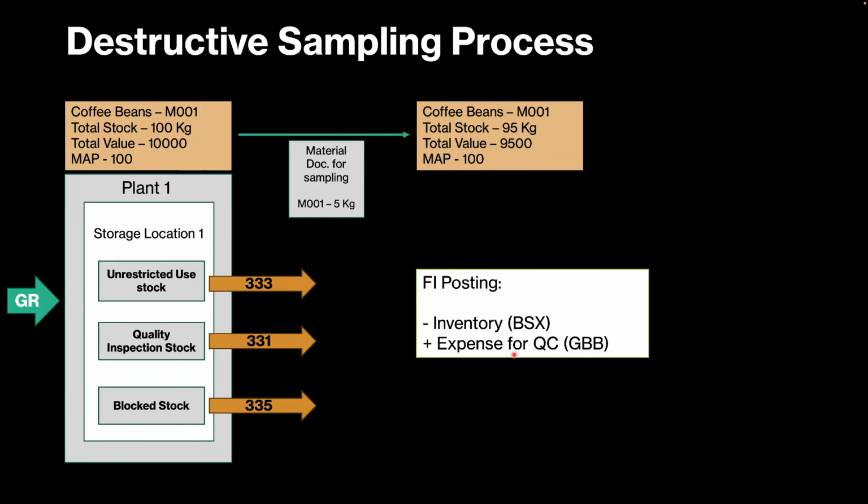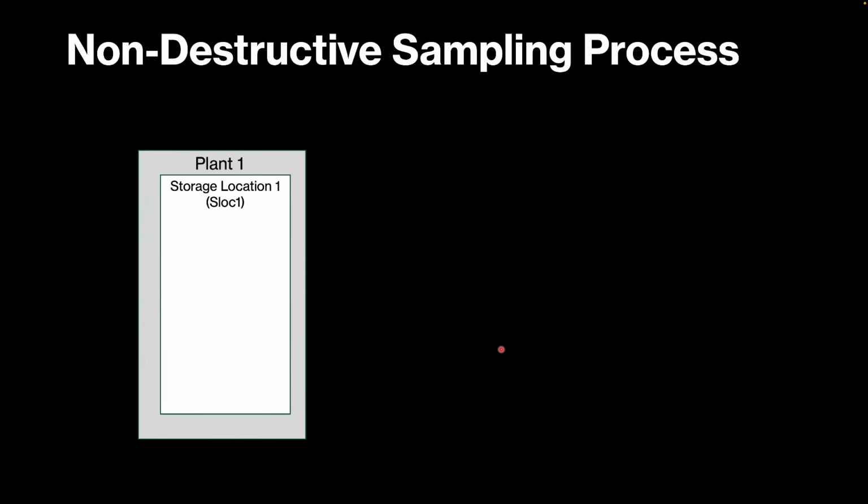Now let's see how we can do a non-destructive sampling. Again, you see you have a plant under which you have a storage location named SLOC1. Now you receive 100 quantity under quality inspection stock. Let's say that your material is marked for quality inspection. So you receive 100 quantities of the material under quality inspection stock.